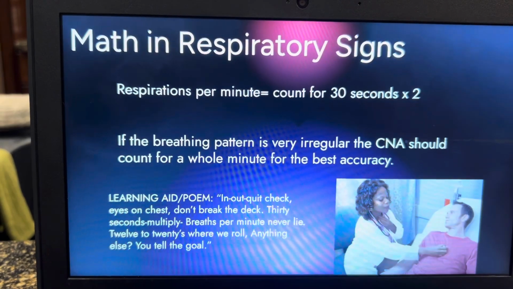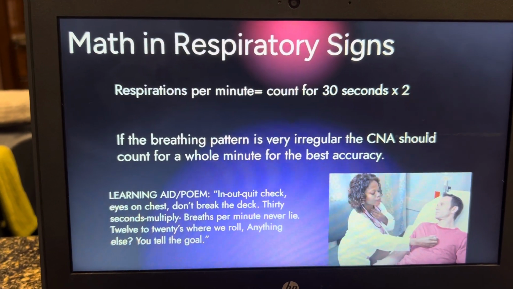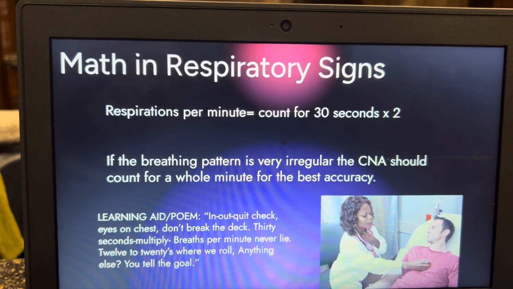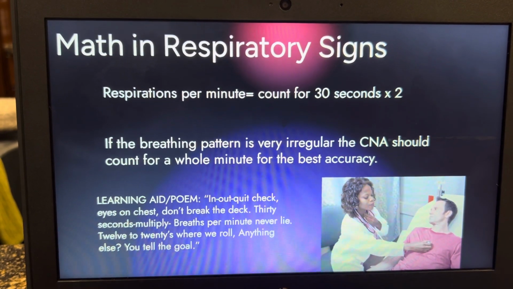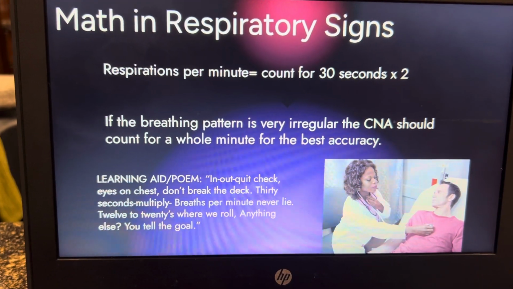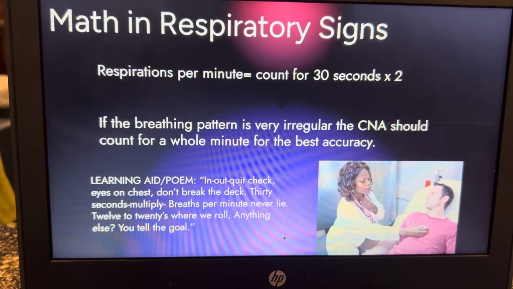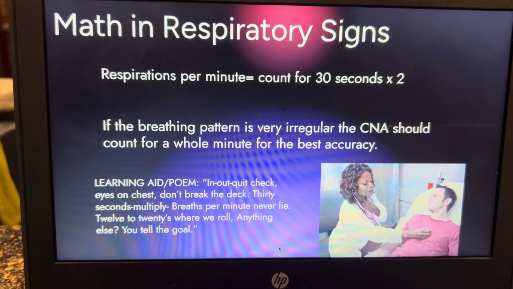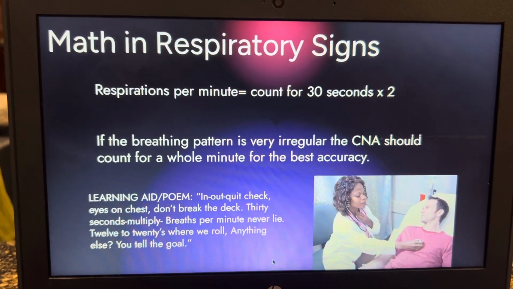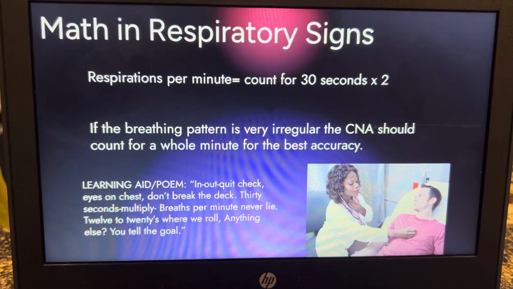So the next one is respiratory signs. This is the number of breaths a person takes per minute. CNAs will often do this right after pulse so that the patient thinks they're still taking their pulse, and they won't change their breathing patterns. If the breathing pattern is irregular, they should do it for a whole minute, but 30 seconds is usual, and then multiplying it by 2 usually helps be faster.